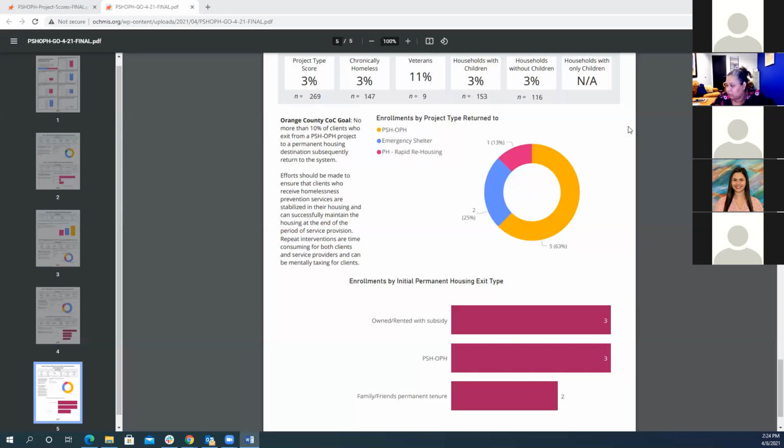I tell you that to tell you this. If you are moving a client from one PSH project to the next, make sure that the exit date of the first project and the start date of the new project are the same date, so that your client is not counted as a return to homelessness, because that could be what's happening with these 5, is that the exit date and the start date in the new project are more than 14 days apart.